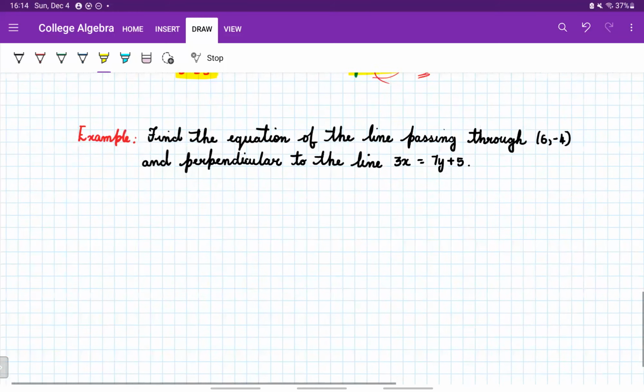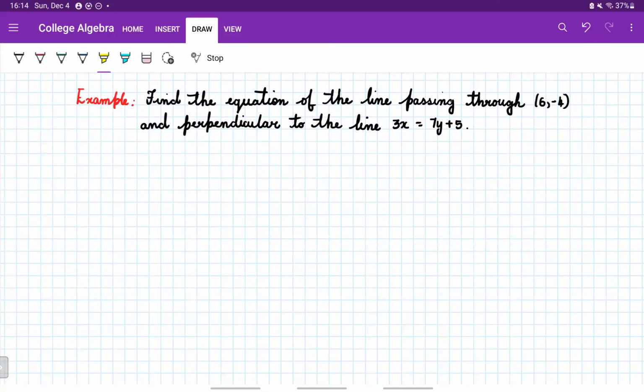One last problem here. We have: find the equation of the line passing through (6, -4) and perpendicular to this line, 3x = 7y + 5. So first thing is, two lines are perpendicular when their slopes are negative reciprocals of each other.